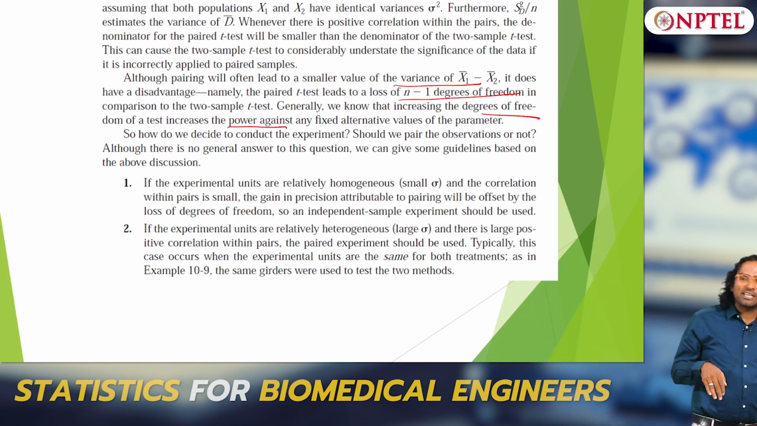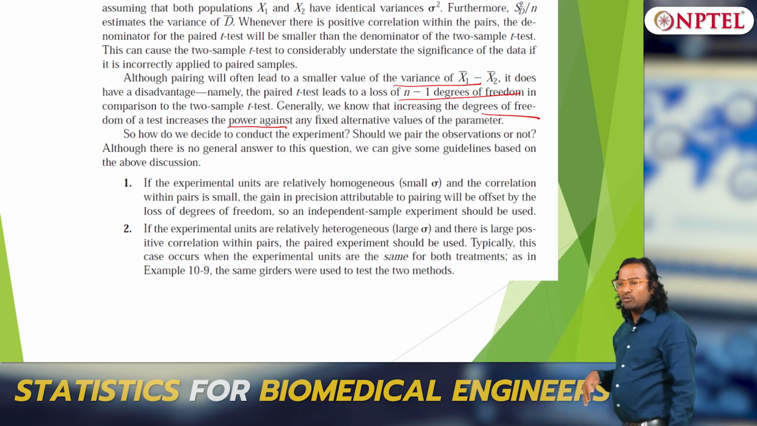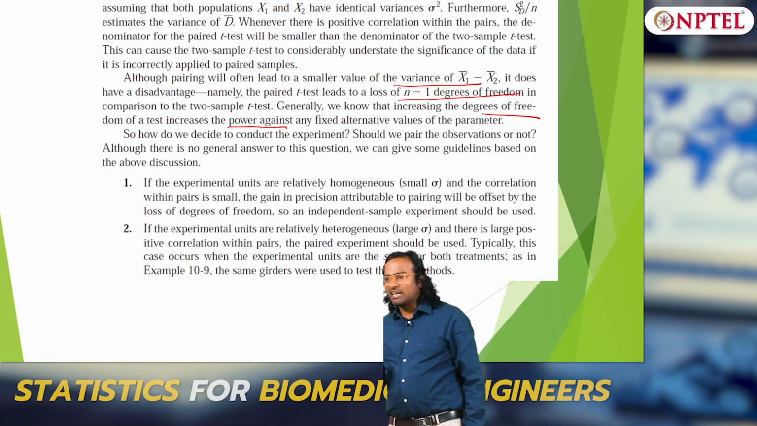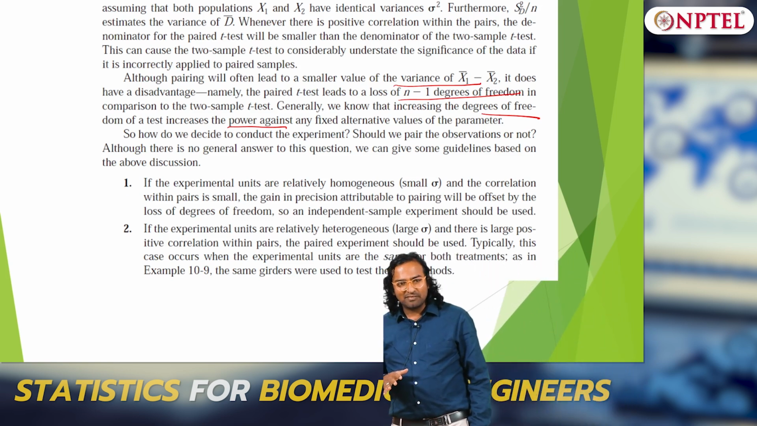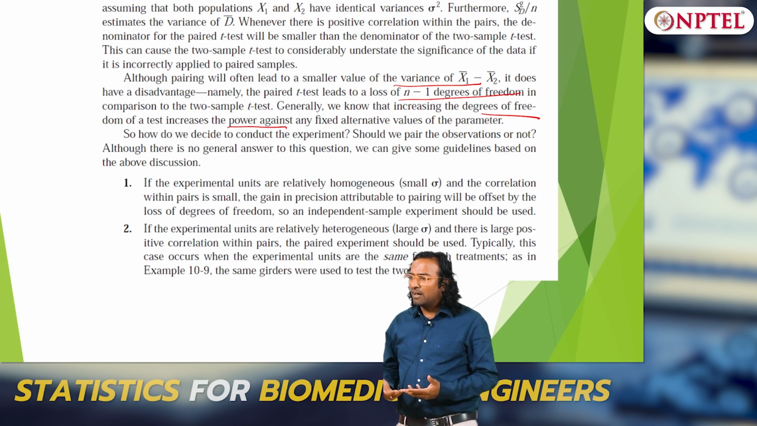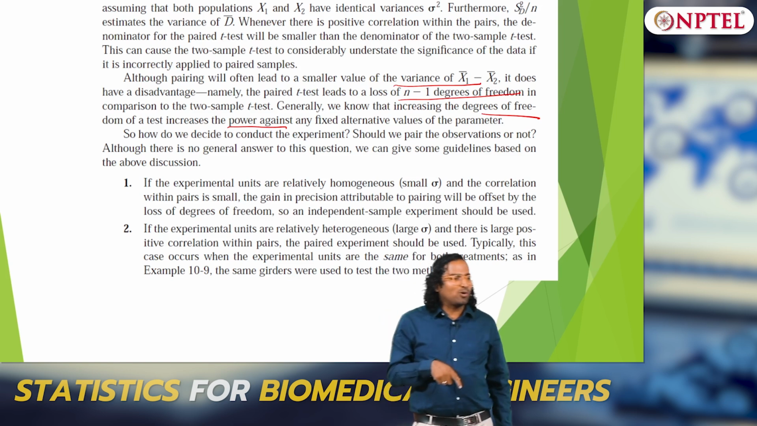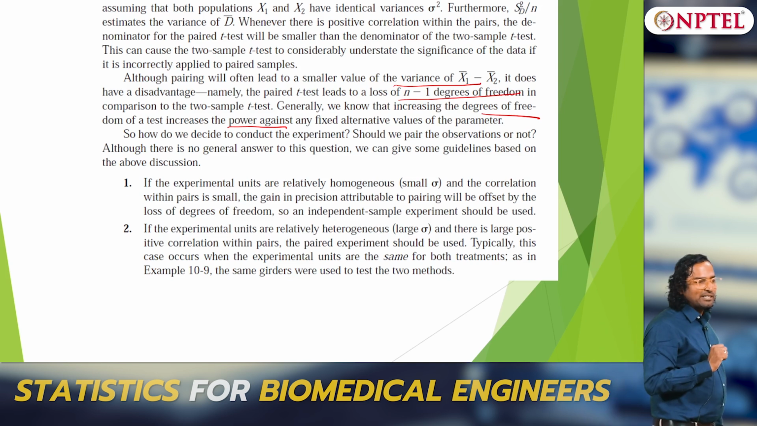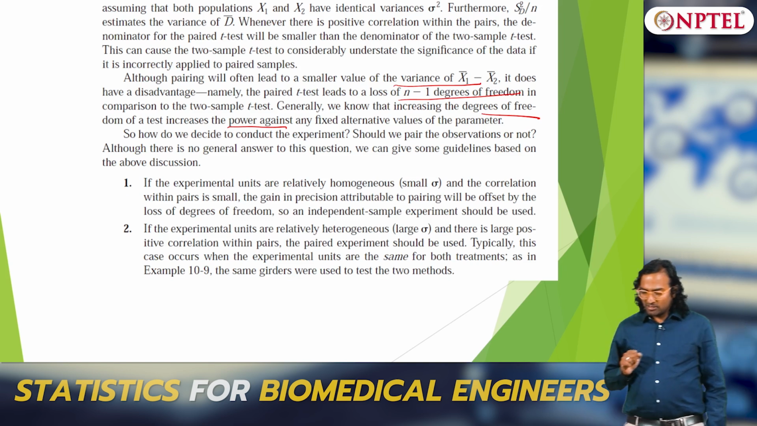What is power of the test? The ability to reject the null hypothesis if it is false, that is nothing but the power of the test, which is 1 minus beta. Okay. 1 minus beta goes down, or beta increases, because your degrees of freedom gets reduced.